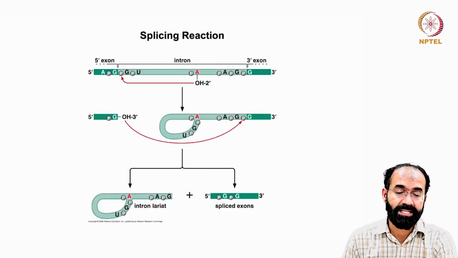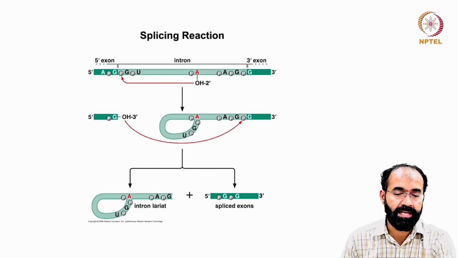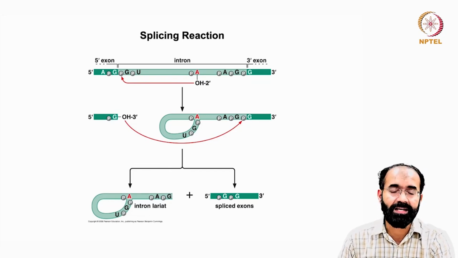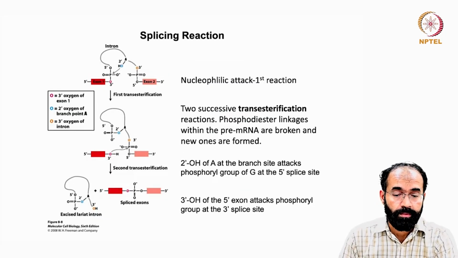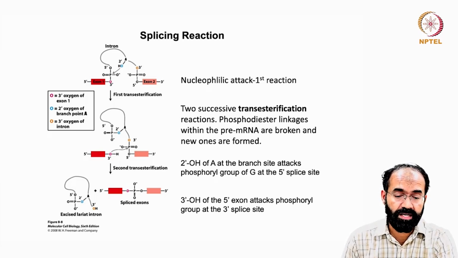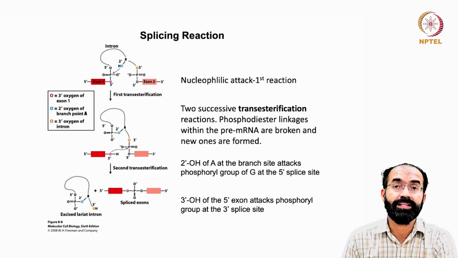Let us see how the splicing reaction takes place. We have seen it; we are just quickly revisiting, and whenever there is an alteration, that can be emphasized. The branch point does the first round of transesterification reaction, and then the released exon does the second round of transesterification reaction, so that this exon is fused with the other exon, and you end up with the spliced exons and the intron lariat that is released. This is the typical splicing reaction. We have seen the nucleophilic attack of the first reaction and two successive transesterification reactions, where the phosphodiester linkages within the pre-mRNA are broken and new ones are formed.